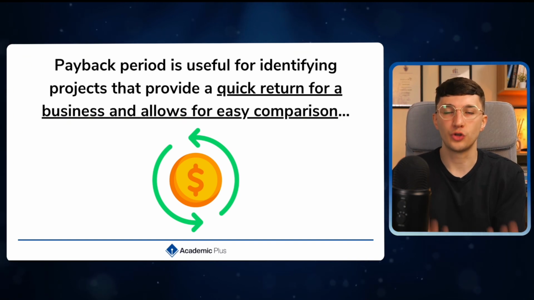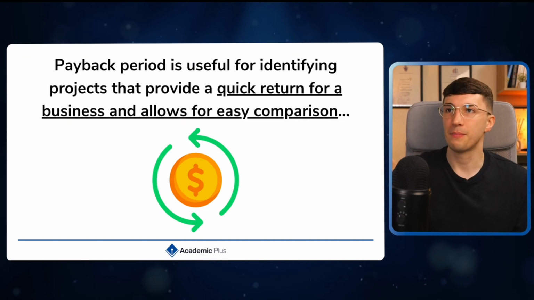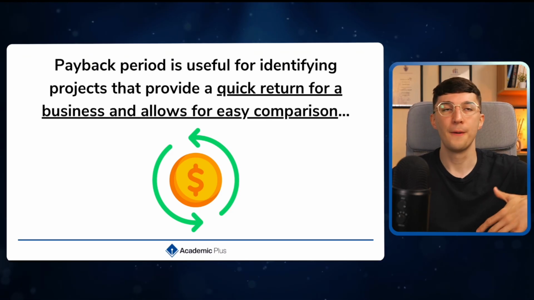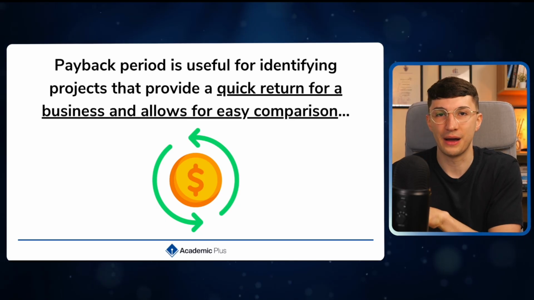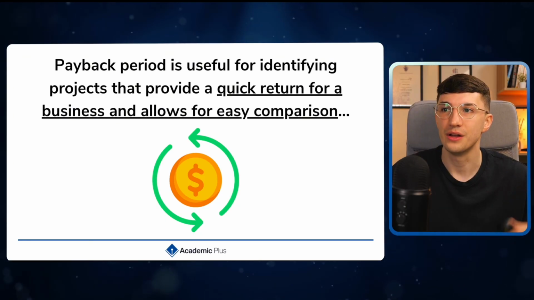Let's say I've got 2 projects in front of me. Project A, payback period 2 years. Project B, payback period of 4 years. Well, we're going to go for the project with the smaller payback period. So we're going to go for Project A.